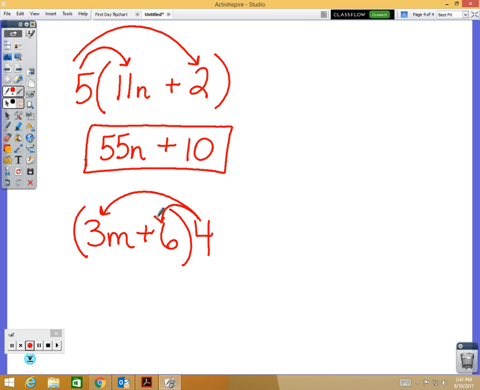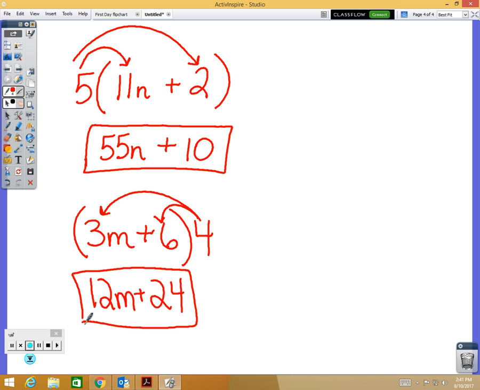So what is 4 times 3m? 12m. And 4 times 6 is 24. Now is that a positive or negative 24? And that is really why we put a plus sign in between the 12m and the 24. So again, this is simplifying. This is not solving. We are not solving for the variable today.